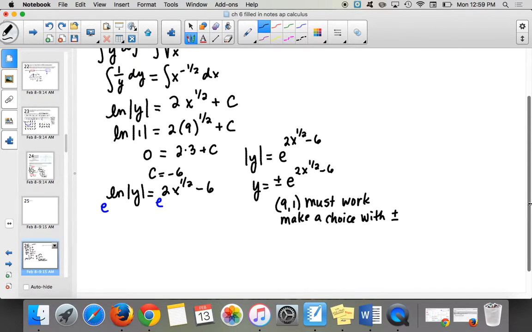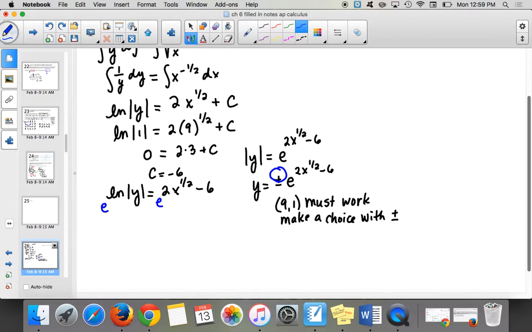So let's plug in 9. If I plug in 9, I have 9 to the 1/2 is 3. 2 times 3 is 6. 6 minus 6 is 0. e to the 0 is 1. So I get y equals plus or minus 1. What do we want y to equal? Plus. So it's plus.